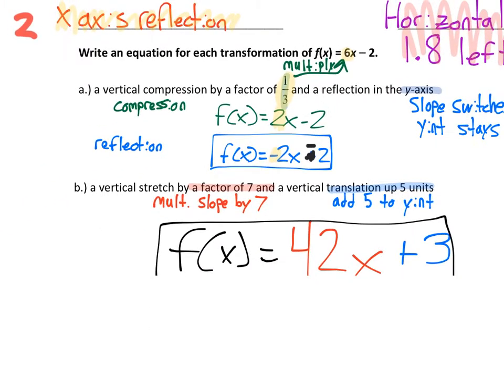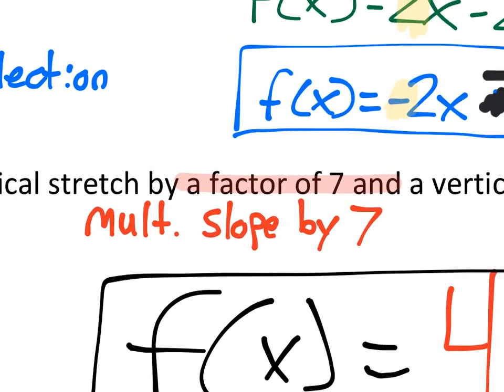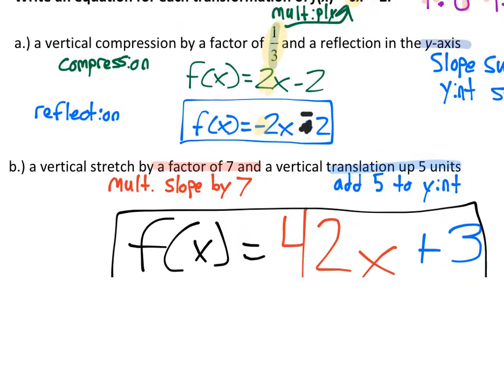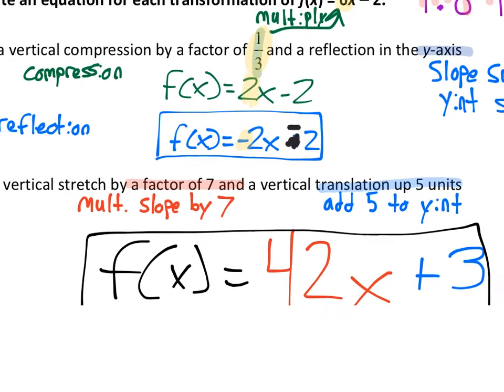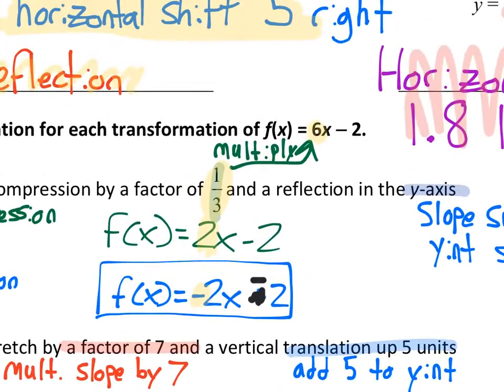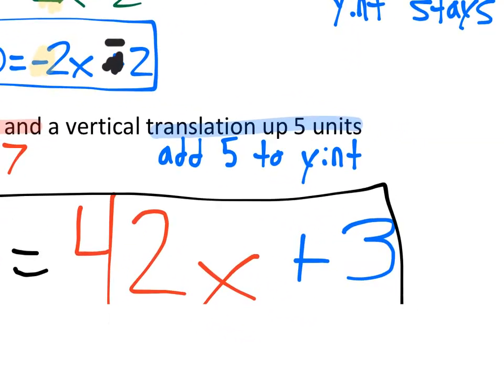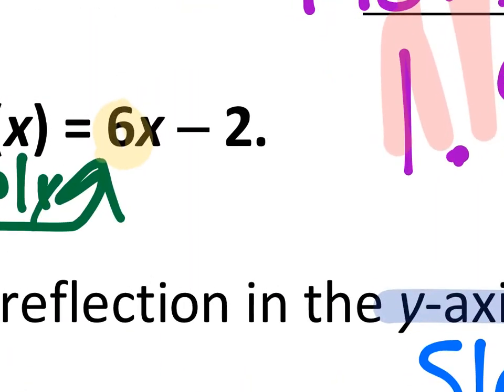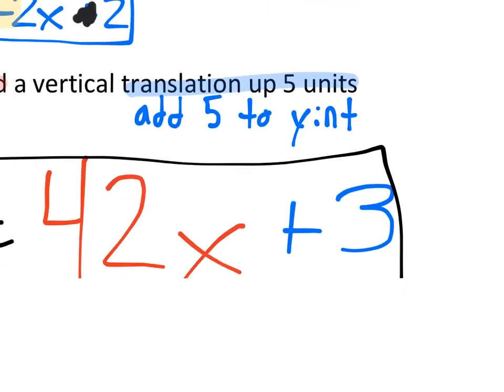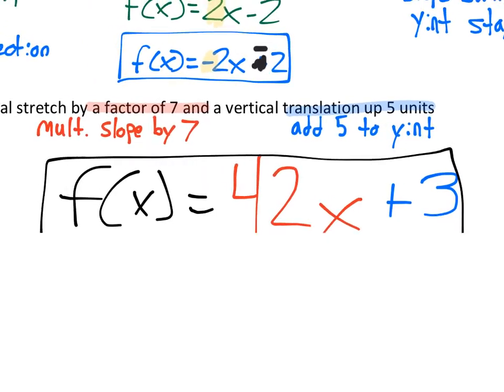All right, so a vertical stretch by a factor of 7. That means we're going to multiply that slope that's already in existence by 7. And a vertical translation up 5 units. So I multiplied this 7 by the existing 6 to get 42. And then added on 5 to the initial -2 to get a new y-intercept of +3.